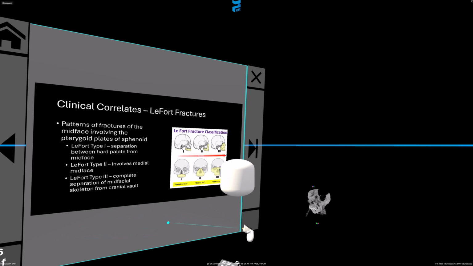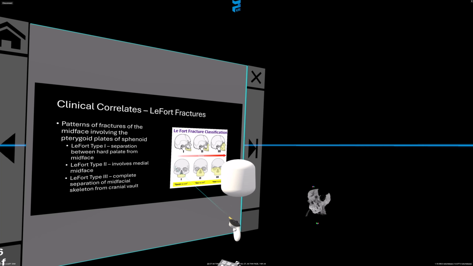This involves separation between the hard palate and the dentition from the midface. And as you can see here on the left, it is the least extensive of the 3. Moving along, we have Lefort type 2, which involves the medial midface. It's a little bit more extensive. Finally, Lefort type 3, complete separation of the midfacial skeleton from the cranial vault. And as you can see on the right, it is the most extensive.